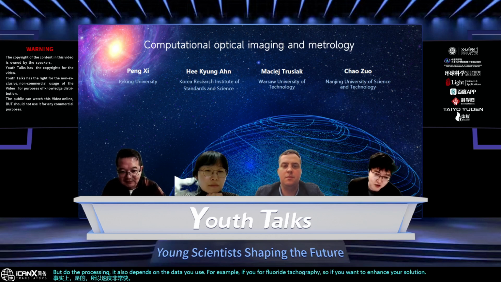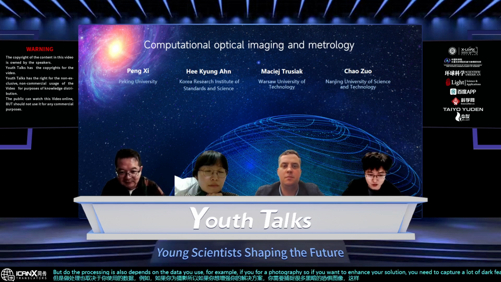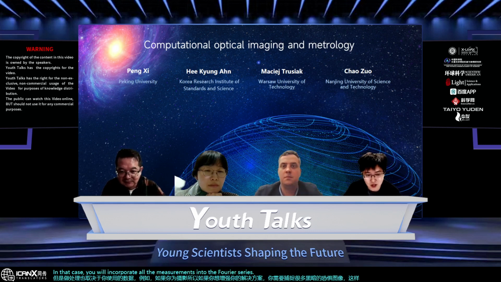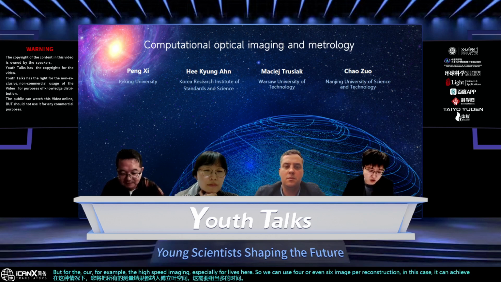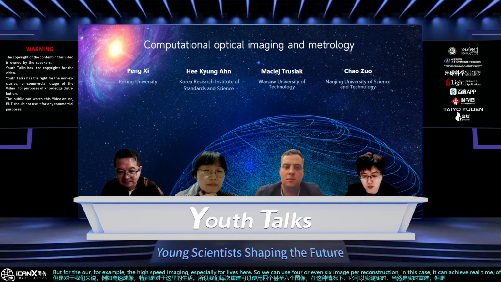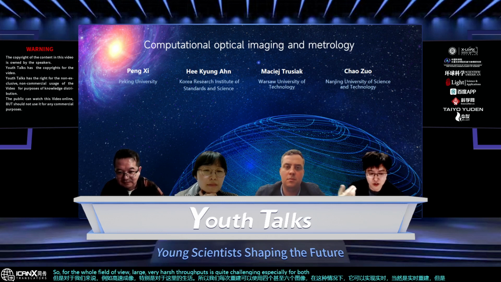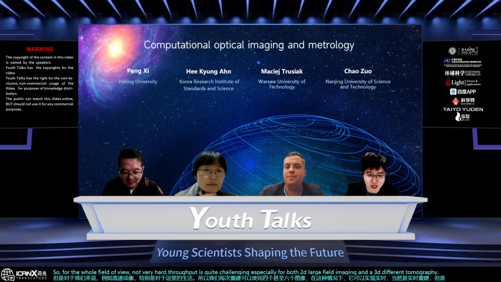In that case, you will incorporate all the measurements into the Fourier space. It takes quite a lot of time. But for example, for high-speed imaging, especially of live samples, we can use 4 or even 6 images per reconstruction. In this case, it can achieve real-time reconstruction. But for the whole field of view, very high throughput is quite challenging, especially for both 2D large field of view imaging and 3D diffraction tomography. We need a lot of data, so in this case, it's quite difficult to do real-time processing.